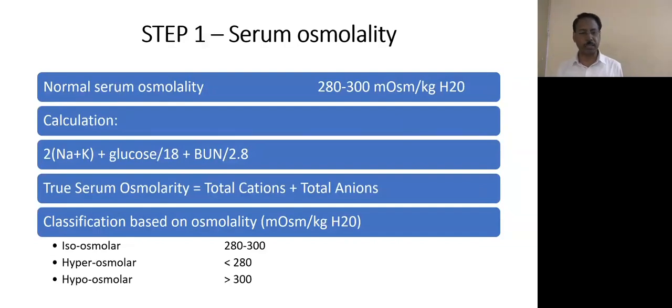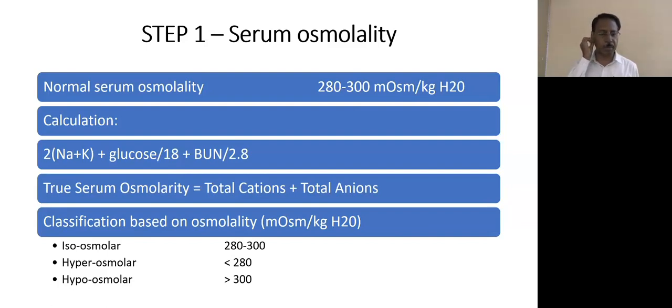So normal osmolality is 280 to 300. Sometimes they call it 295 also. So keep the osmolality in your mind. Okay, the way it is calculated is the formula. Sodium, potassium, as you saw, is a very small amount. So practically it's twice sodium, plus glucose divided by 18, plus BUN divided by 2.8.